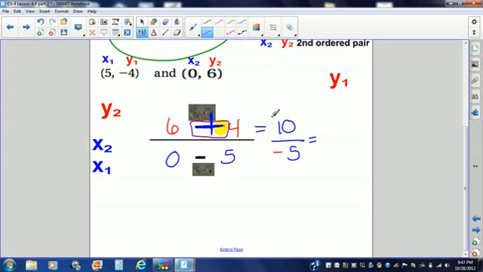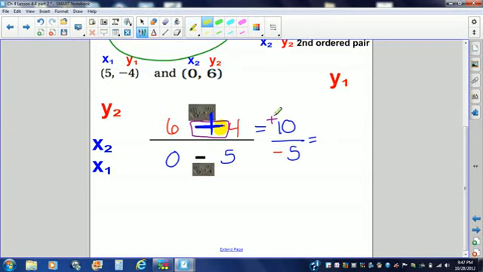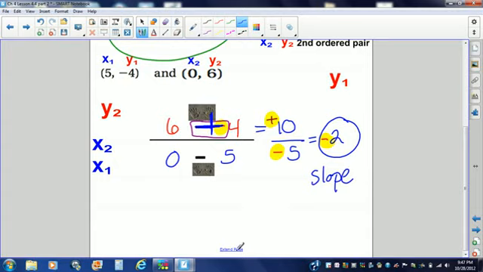Positive 10 divided by negative 5. When the good guy is leaving town, everybody is sad. Or you could say positive divided by negative is a negative. So my slope for these two ordered pairs is negative 2.